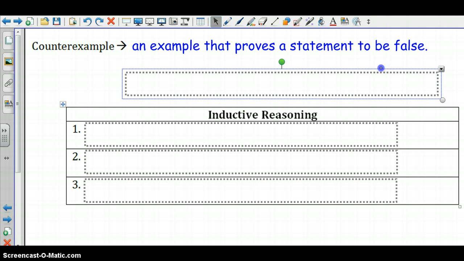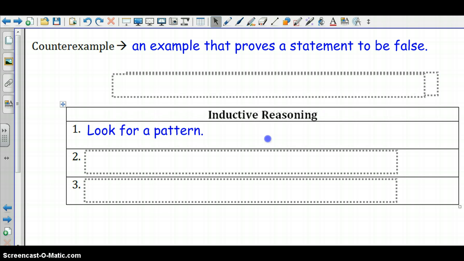A specific example shows you one case where something could be true, but a counterexample is a way of showing that a statement is completely false. If you can think of one way for it to be false, then you cannot say that the statement is true. So this is our process for inductive reasoning.